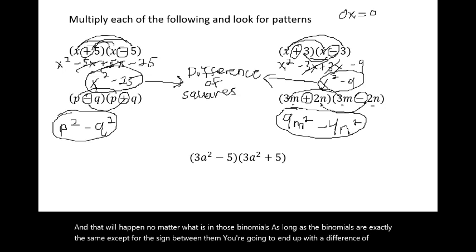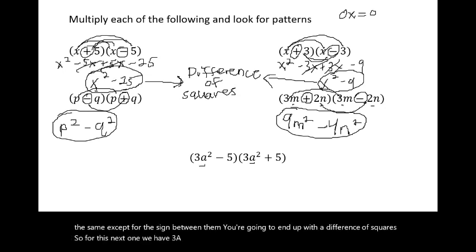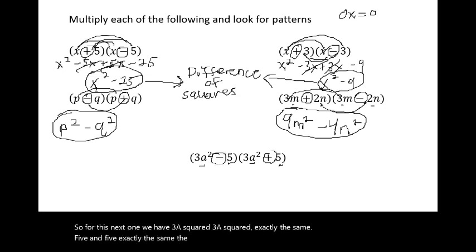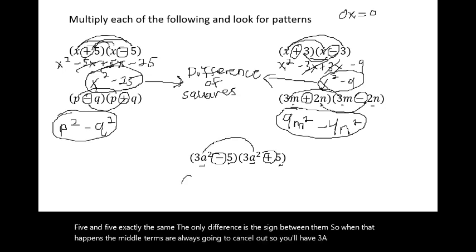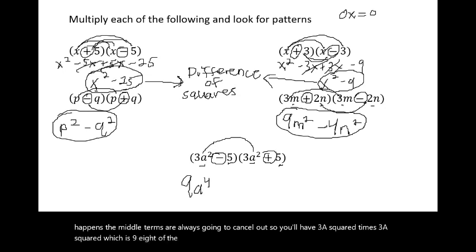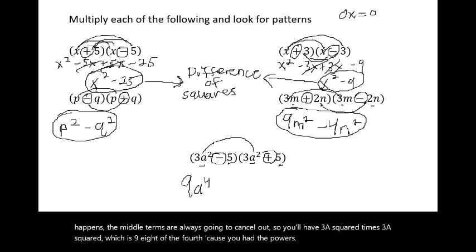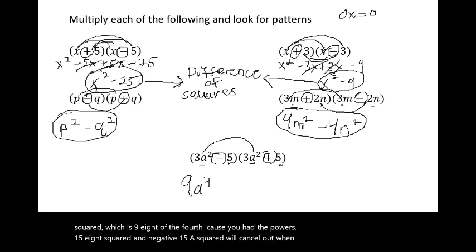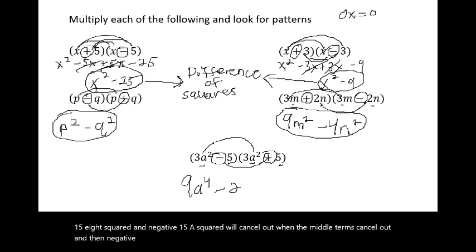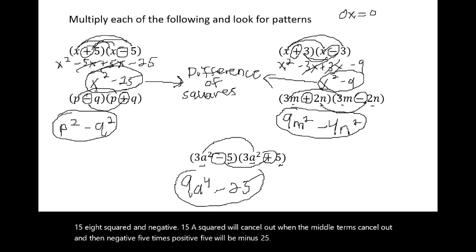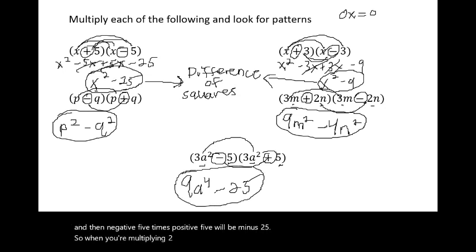So for this next one, we have 3a squared, exactly the same. 5 and 5, exactly the same. The only difference is the sign between them. So when that happens, the middle terms are always going to cancel out. So you'll have 3a squared times 3a squared, which is 9a to the fourth, because you add the powers. 15a squared and negative 15a squared will cancel out. And then negative 5 times positive 5 will be minus 25. So when you're multiplying two binomials and the two binomials are identical in every way except for the sign between them, the middle terms will always cancel out.